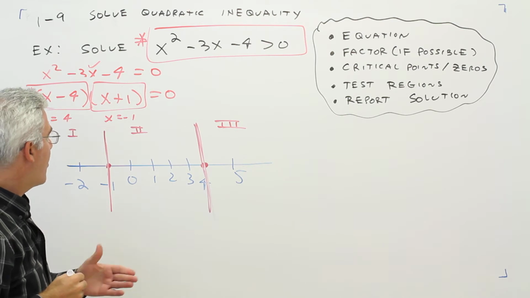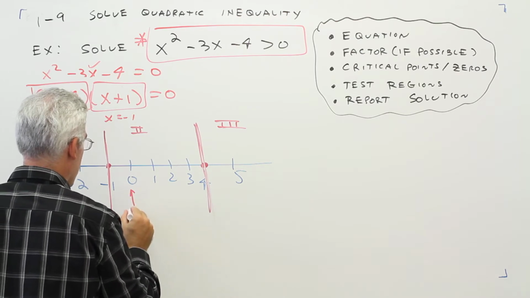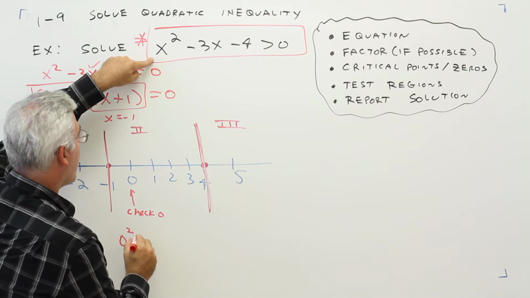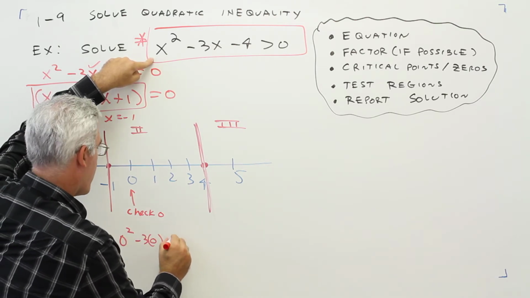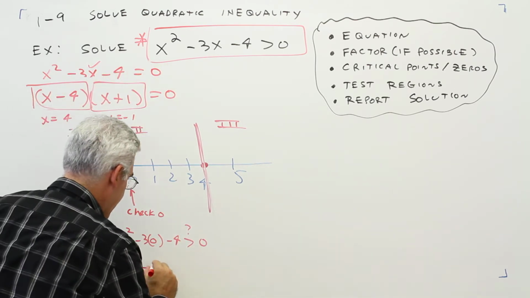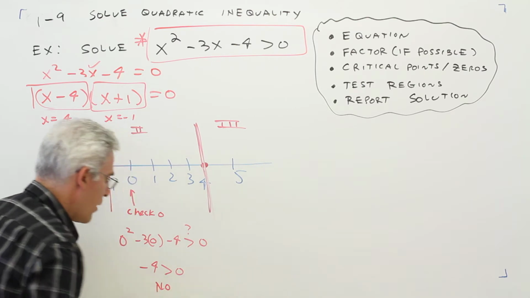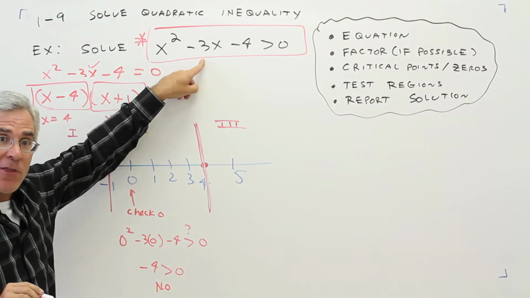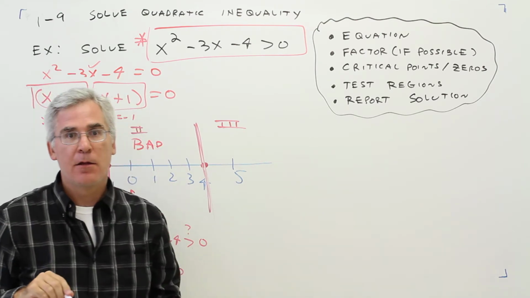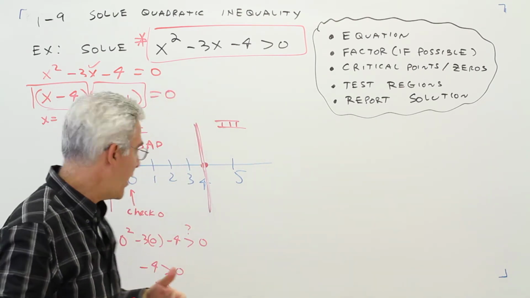All right, so I love 0. I'll just use 0 to check this region. So check 0. Is 0 squared minus 3 times 0 minus 4 greater than 0? Well, is -4 greater than 0? No. So this point does not satisfy the original inequality, so this whole region is bad. In general, when you get the center region to be bad, the two outers are good, but it's a good idea to just check to make sure.